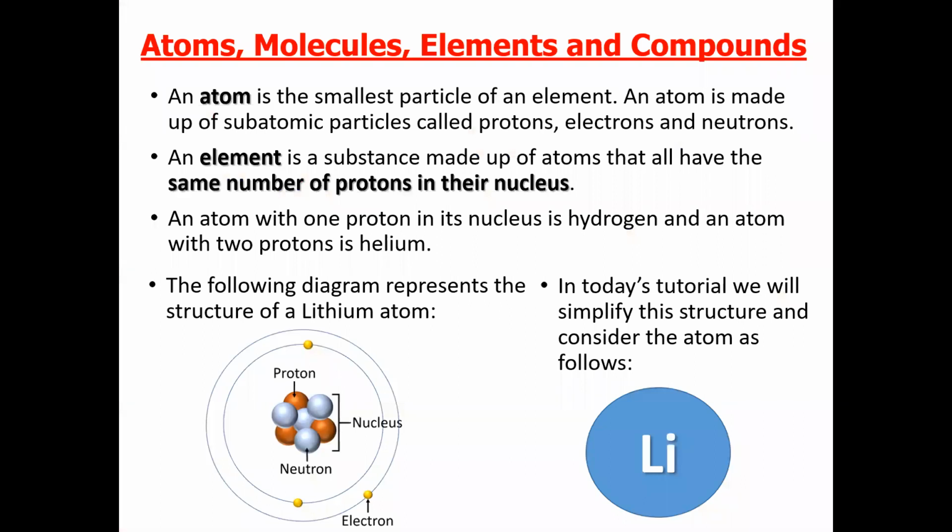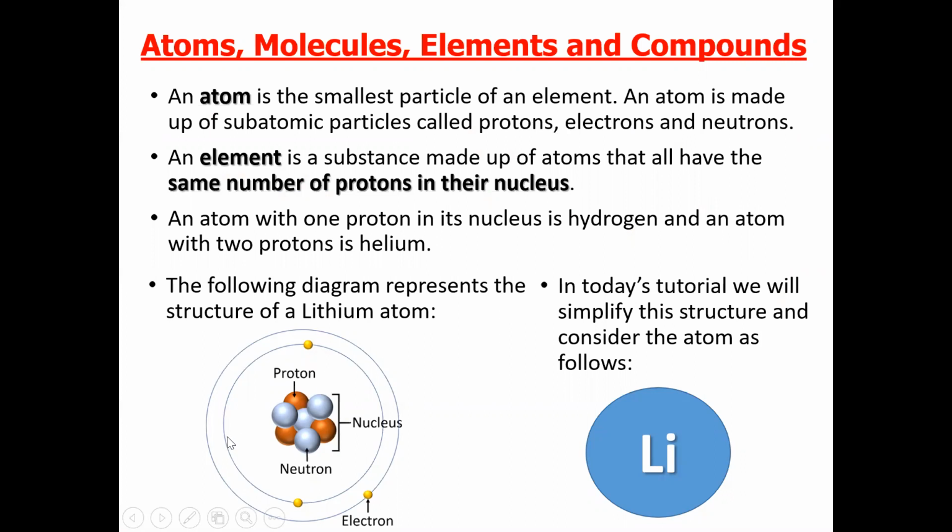So atoms, molecules, elements and compounds. What is an atom? Well, the atom is the smallest particle of an element. An atom is made of subatomic particles itself called protons, electrons and neutrons. But without the whole package, we can't call it an element.